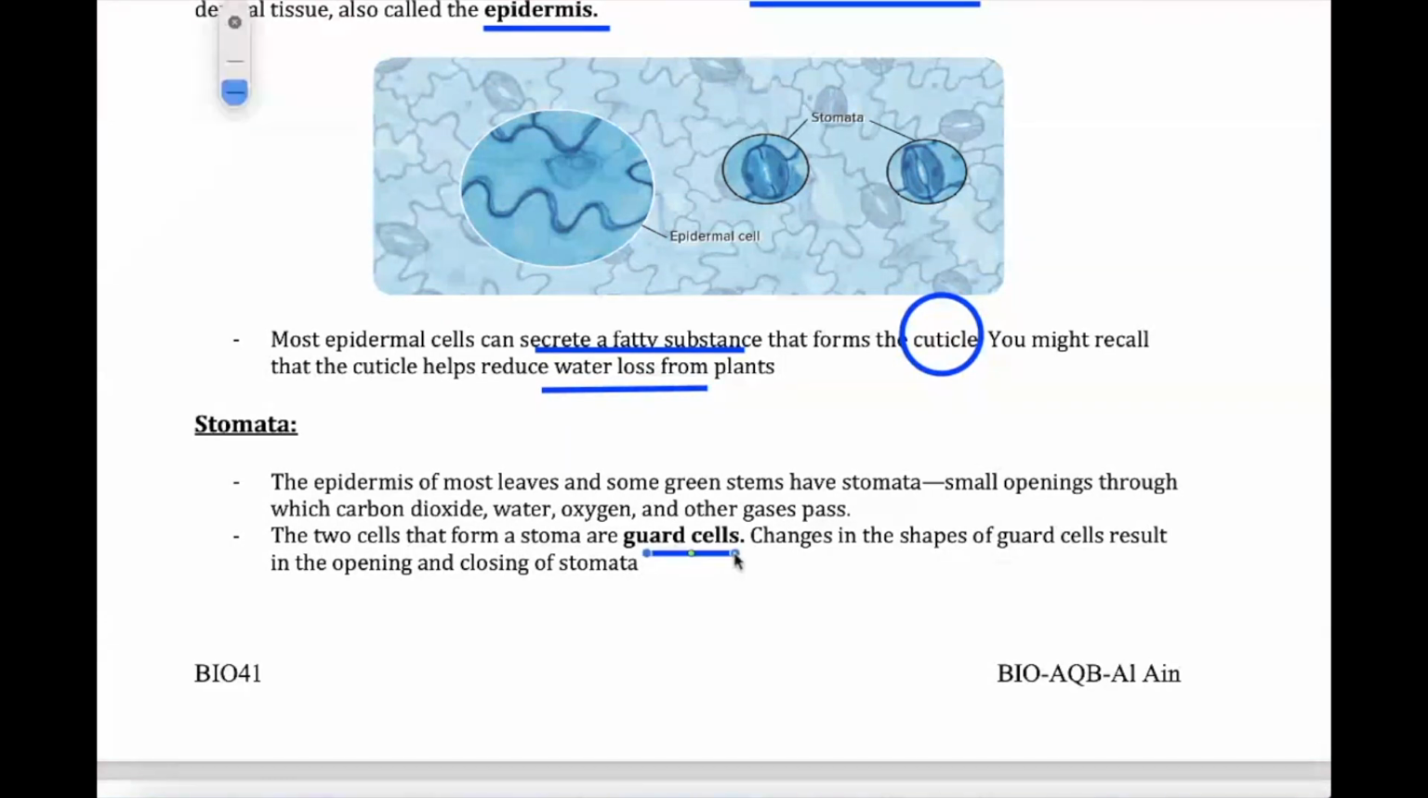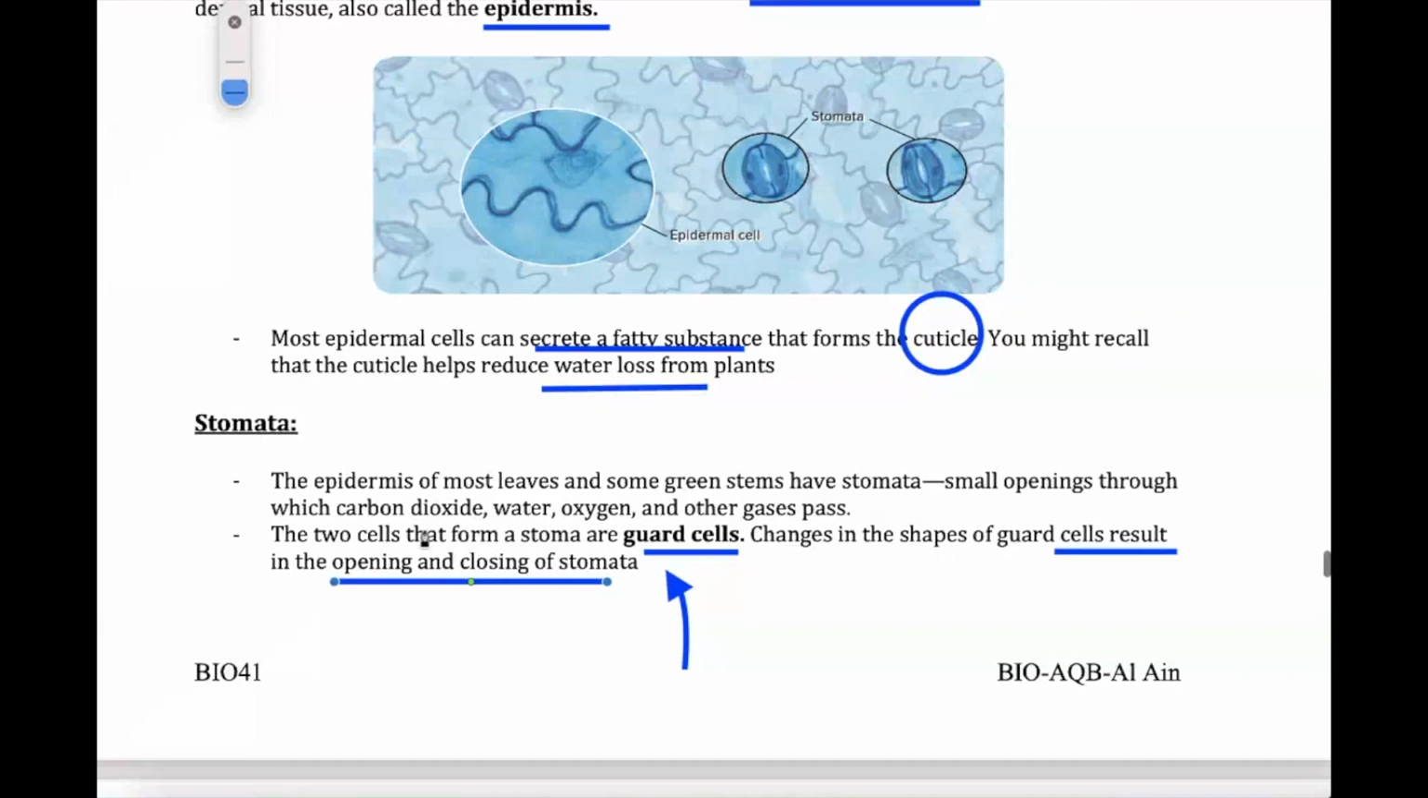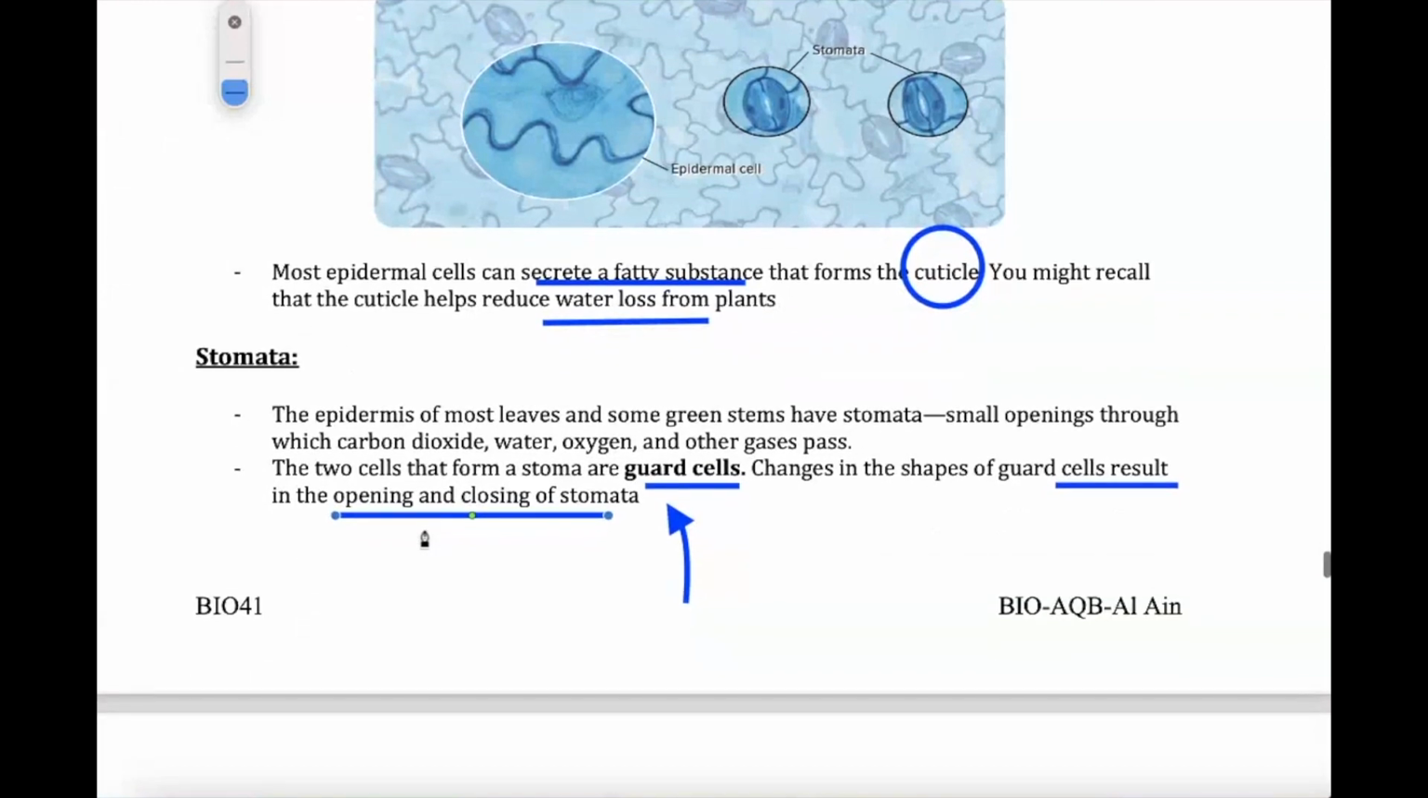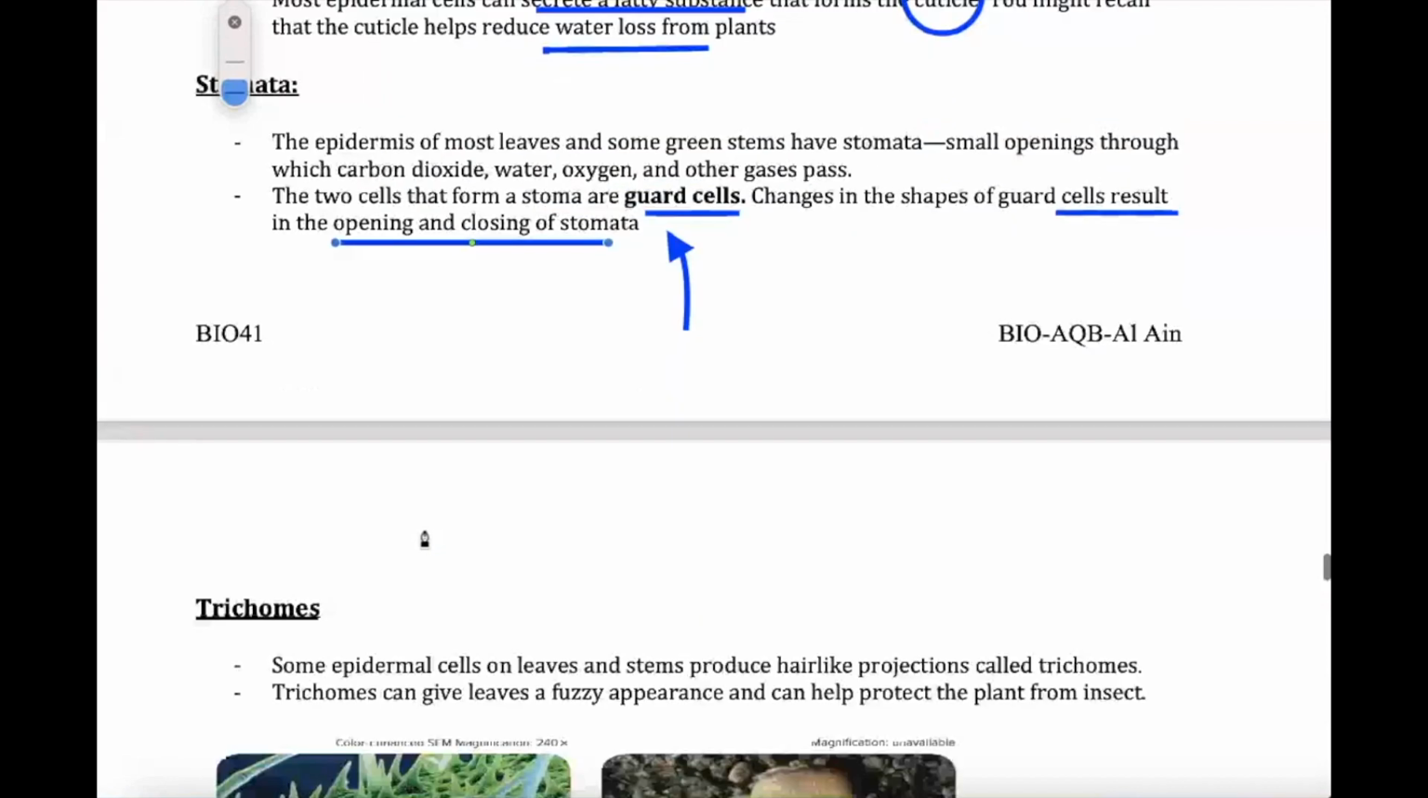So what is the meaning of guard? Protect. Yes, very good. So the guard cells protect and regulate the opening and closing of the stomata. Just like a guard opens the gate of your house, in the same way these guard cells open and close the stomata to make sure there is not a lot of loss of water.